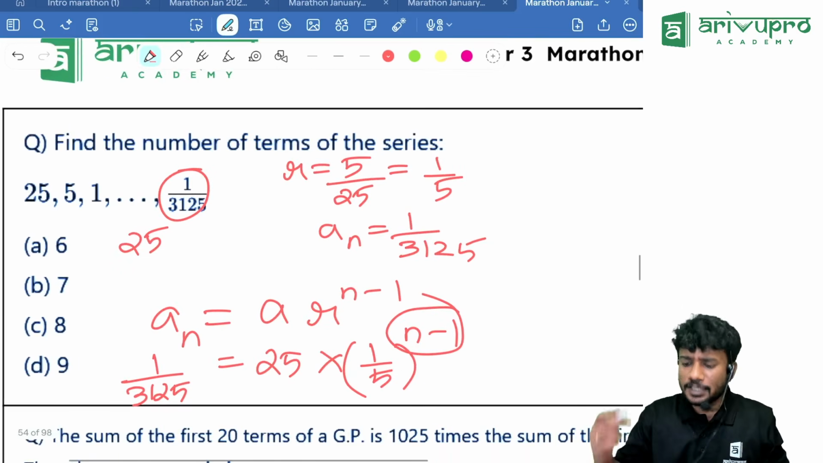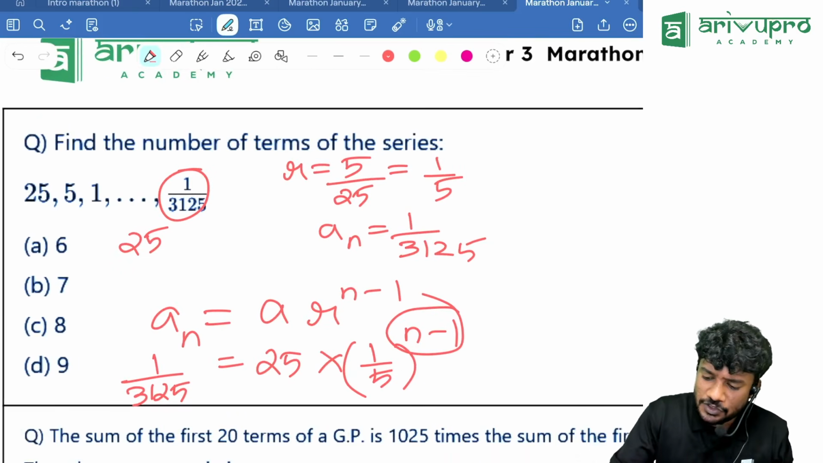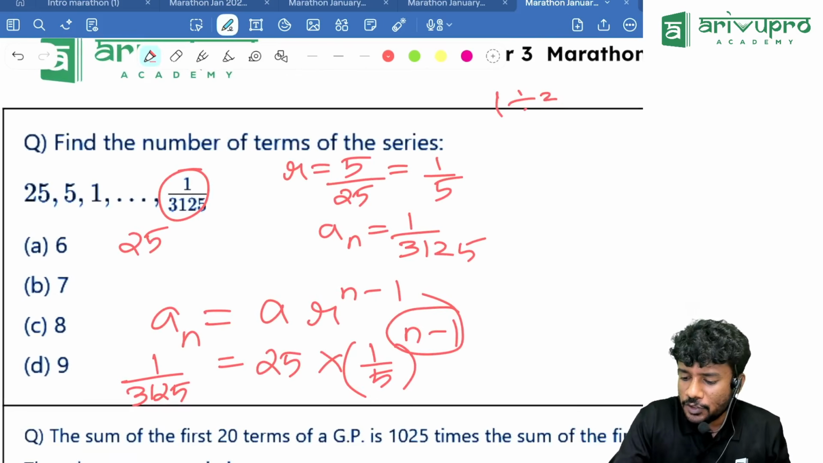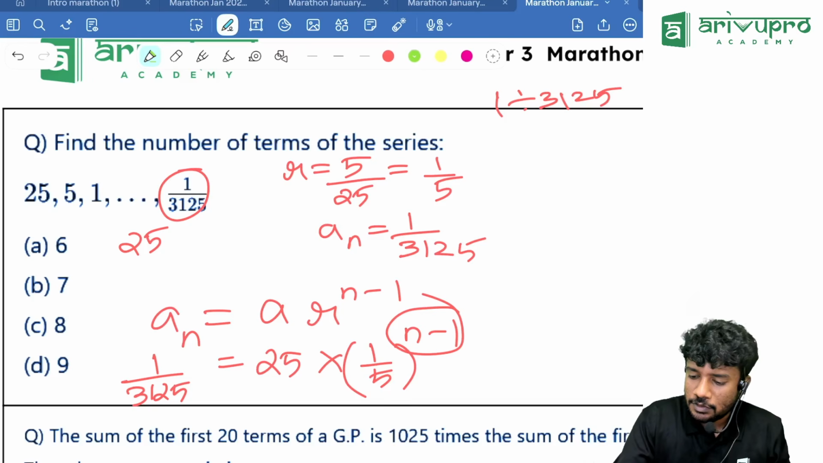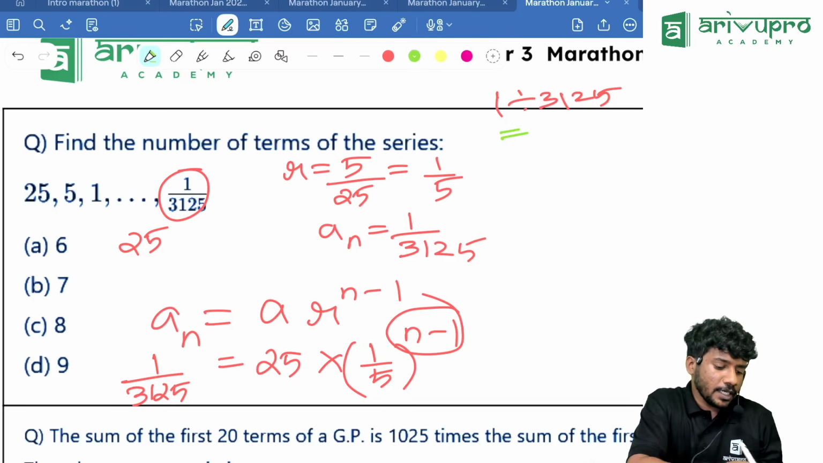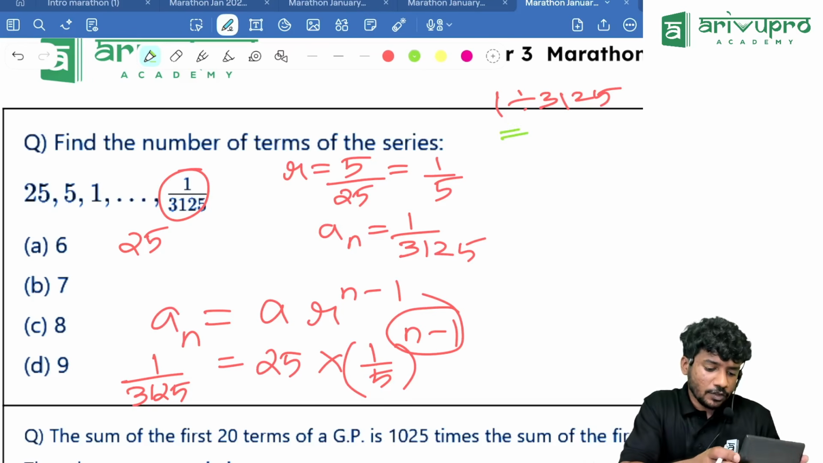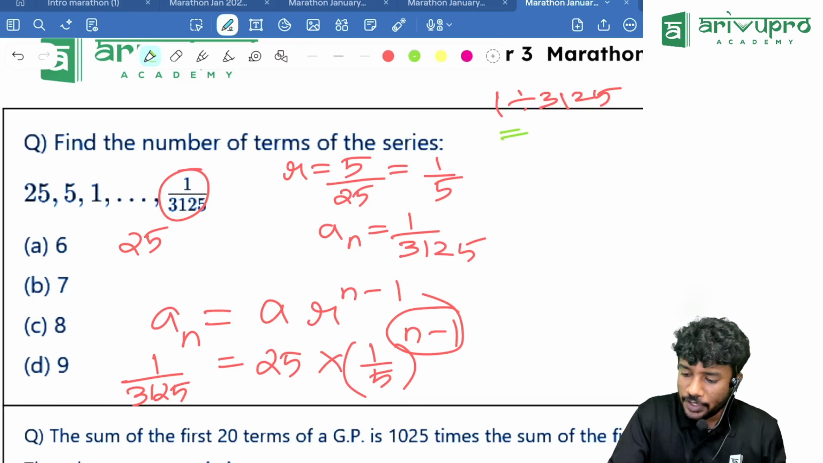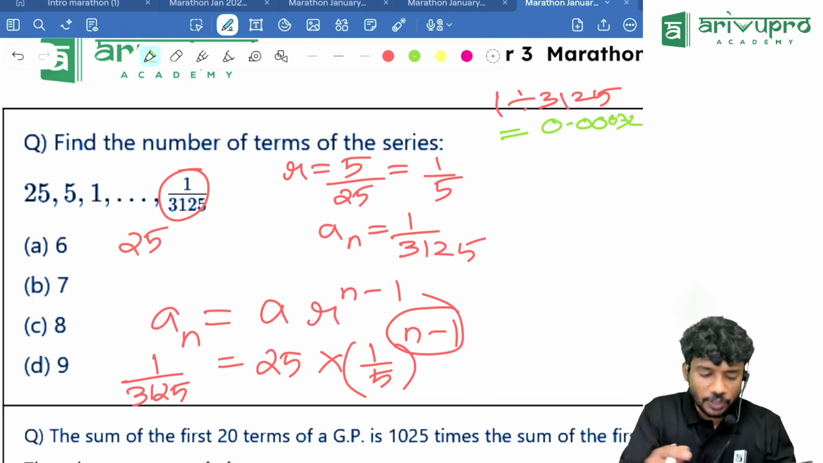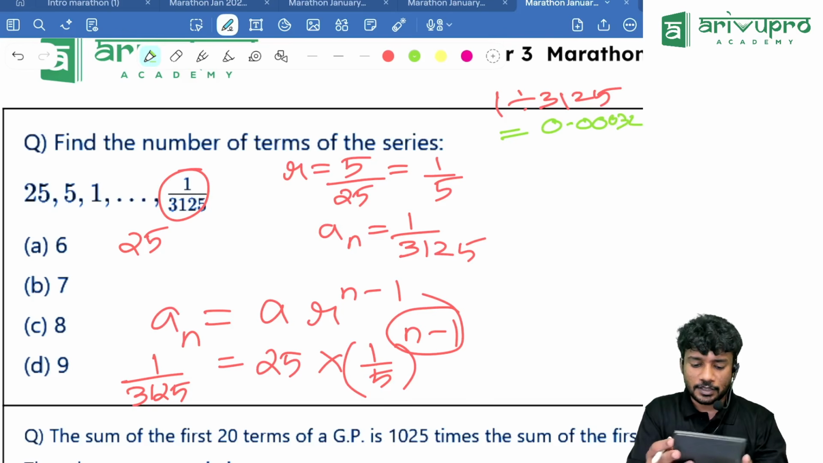Now take your calculator, everyone. Find me the last term first. 1 divided by 3125 is how much? It is 0.00032. What is the first term? Type the first term on your calculator.